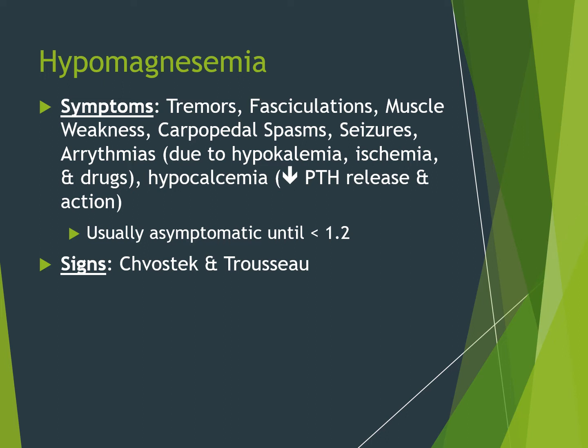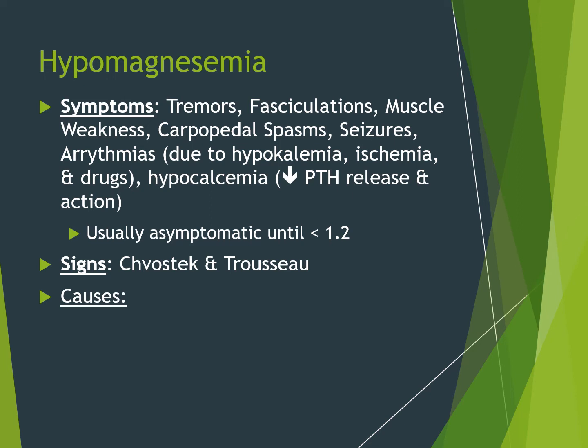Remember the specific signs of hypomagnesemia, such as the Chvostek sign, which is contraction of the ipsilateral facial muscles by tapping the facial nerve, or the Trousseau sign, which is carpopedal spasm after inflation above systolic blood pressure.